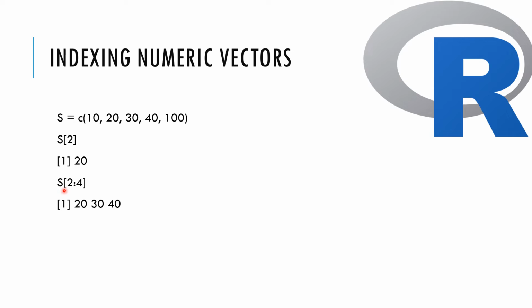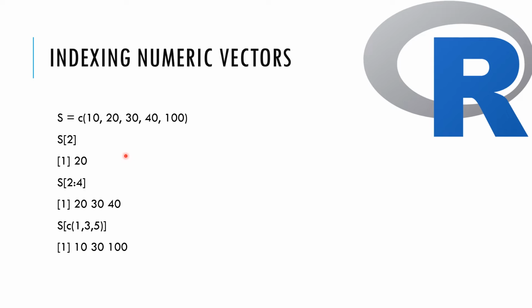Similarly, if you want more than one element from that vector in a sequence, then you just enter the index of the first element that you want to call and the index of the last element. So here we want from 2 to 4. So this is 2, 3 and 4. You see this is the result you get.